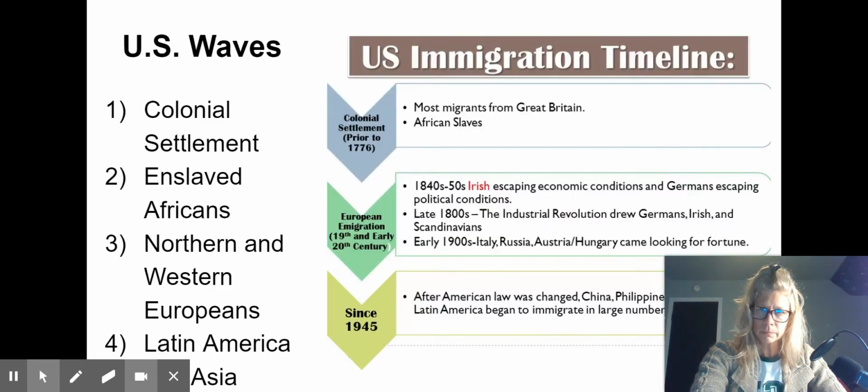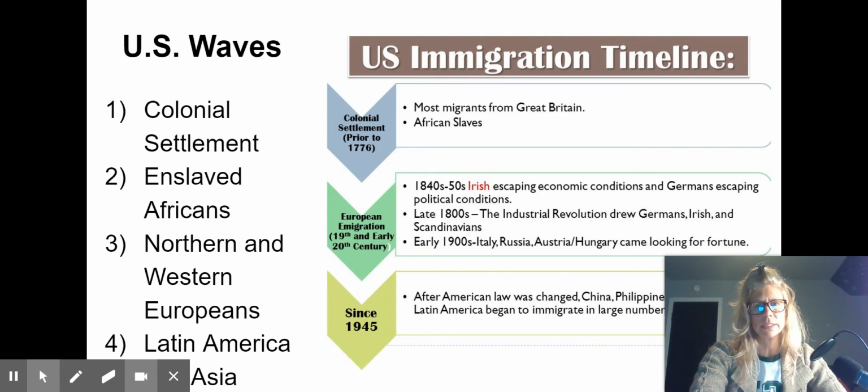Okay. Please be familiar with U.S. waves. Okay, these are the four main waves of immigration patterns that came into the United States. That first wave is going to be colonialism, okay, when people were leaving Great Britain and coming into the Americas to settle. That would also include the American slave trade, okay? And again, that's the second wave, is enslaved Africans. That third wave is going to be more from people from Northern and Western Europe.